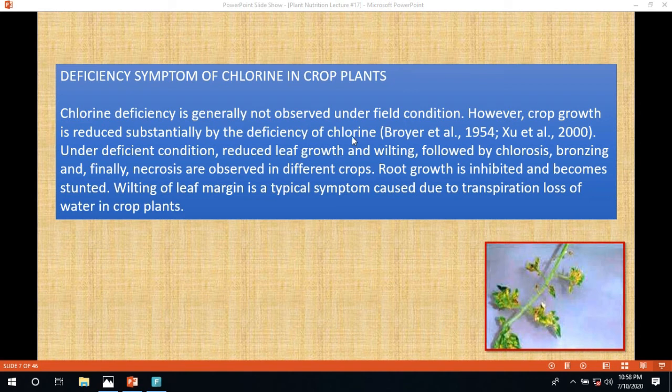The deficiency of chlorine in the crop plants. Chlorine deficiency is generally not observed under field conditions. However, crop growth is reduced substantially by the deficiency of chlorine. Under deficient condition, reduced leaf growth and wilting followed by chlorosis, bronzing, and finally necrosis are observed in different crops. Root growth is inhibited and becomes stunted. Wilting of leaf margin is a typical symptom caused by transpiration loss of water in the crop plants.